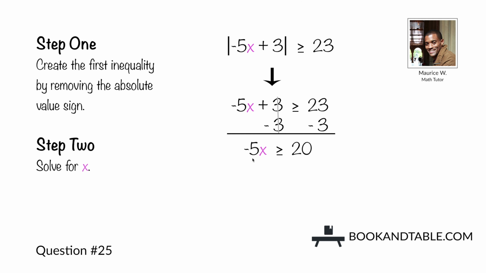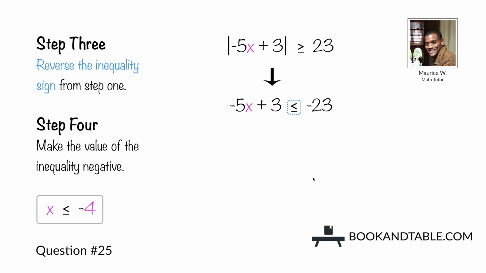To get rid of the negative 5, we divide both sides by negative 5, leaving us with x. Reverse the sign since this is negative. Is less than or equal to 20 divided by negative 5 is negative 4. So x is less than or equal to negative 4 is the first part of our answer. So we'll put that to the side.